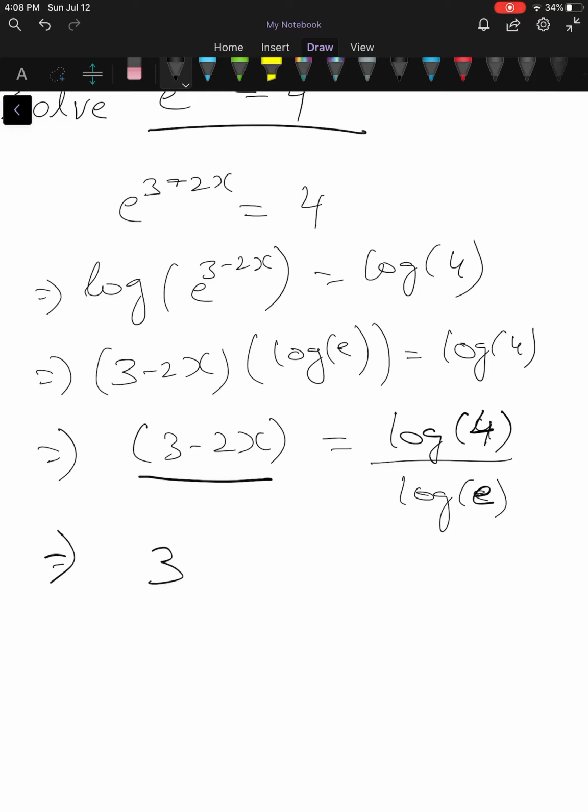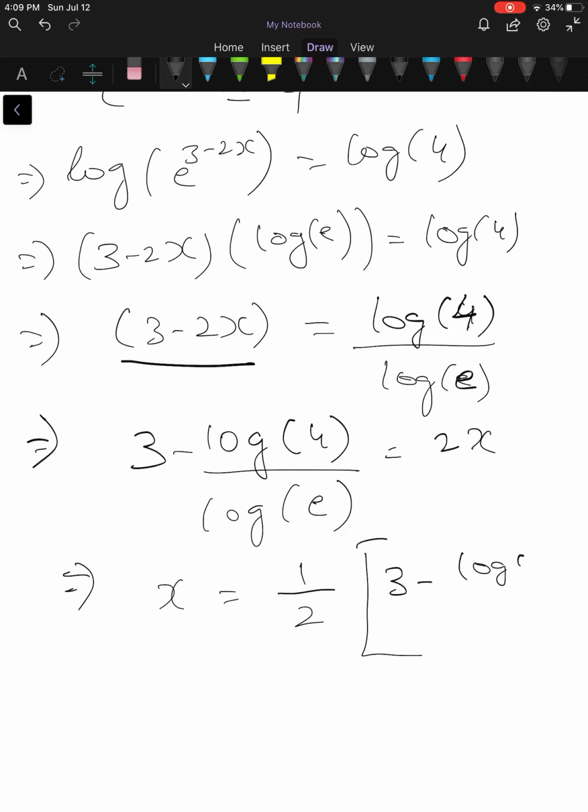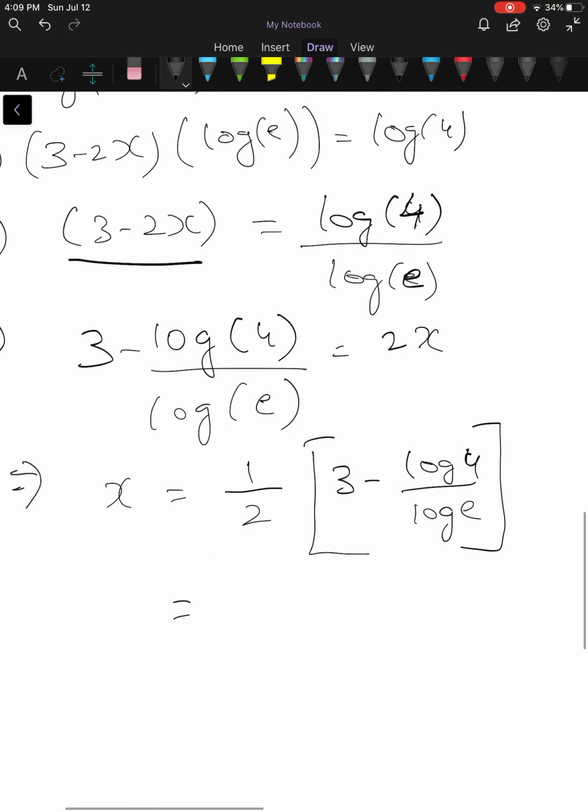Okay, so solving for x will give us 3 minus log 4 by log e is equal to 2x, correct? And this implies x will be equal to 1 over 2 times (3 minus log 4 by log e).